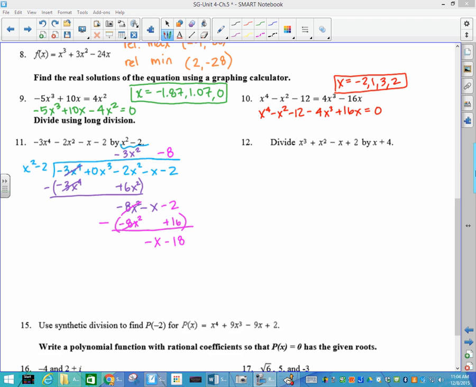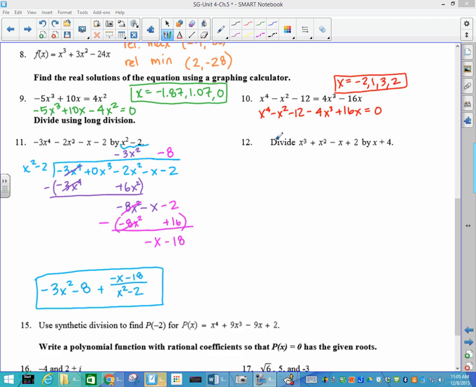So my answer that I would write in the answer blank would be negative 3x squared minus 8. And if you want to write plus negative x minus 18 over the divisor, that would be the proper way to write it. Okay. The better way, if these are both negative, you can put the negative out here and make them positive, but we don't have to worry about that right now. Okay. All right, next one.